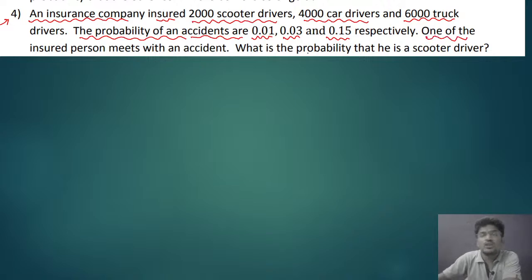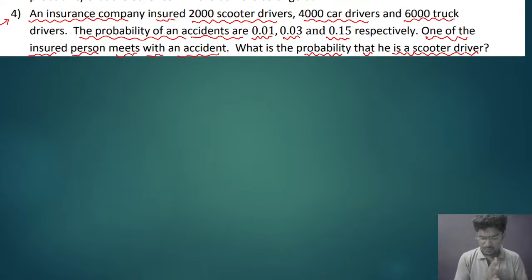Now, one of the insured persons meets with an accident. That means the accident has already occurred. Now, what we have to calculate? What is the probability that he is a scooter driver? What is the probability of scooter driver such that accident has already occurred?